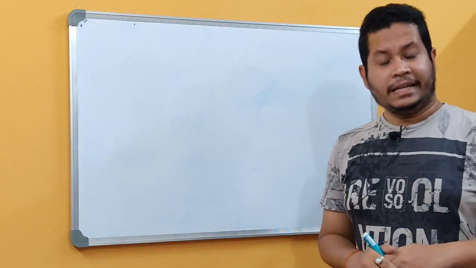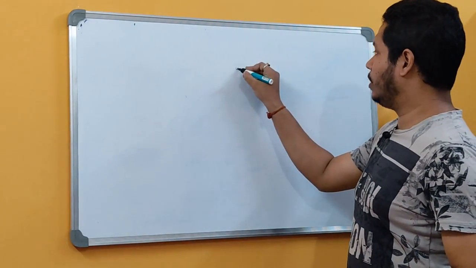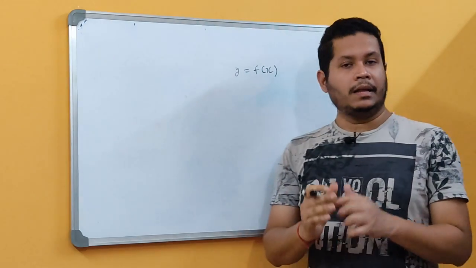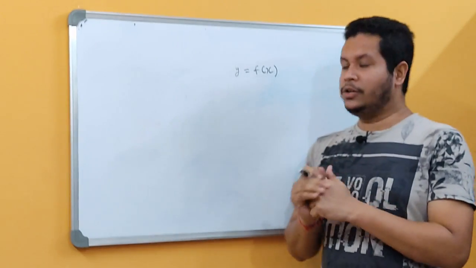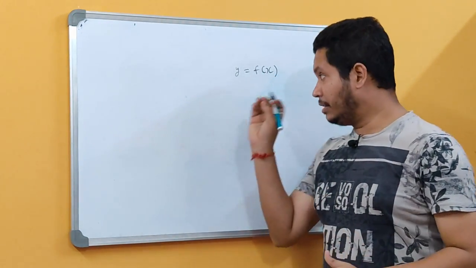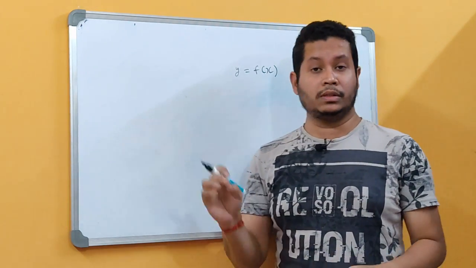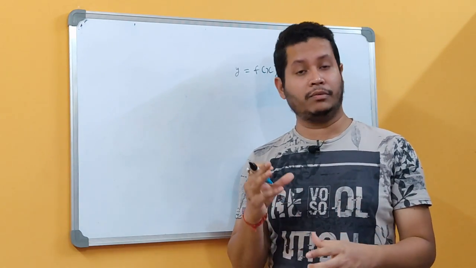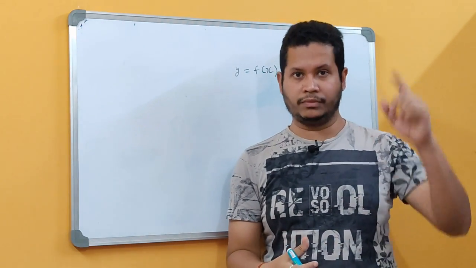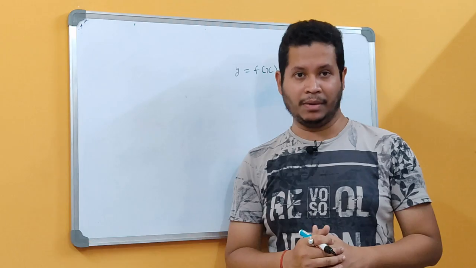Okay, so now let us take y is equal to f(x) as a function. Now suppose I want to know the derivative of this function, then let's see how to find it. For this particular discussion we are going to use the concept of neighborhood also. Neighborhood we have discussed in our limits video. If you have not seen that, then you can watch from the link that is displaying above.